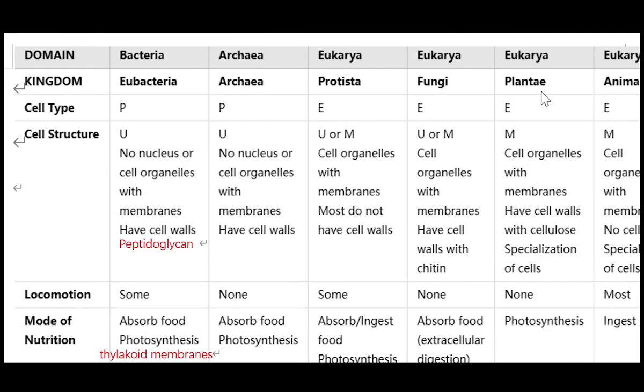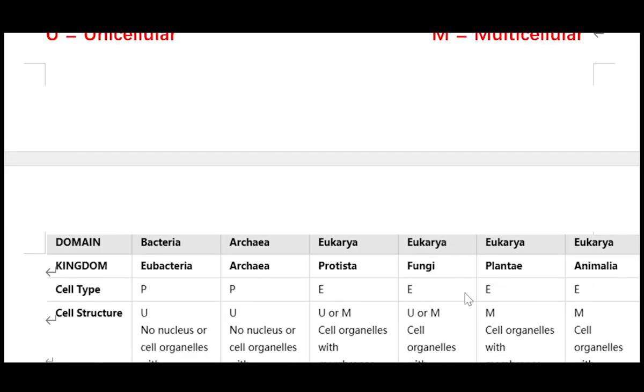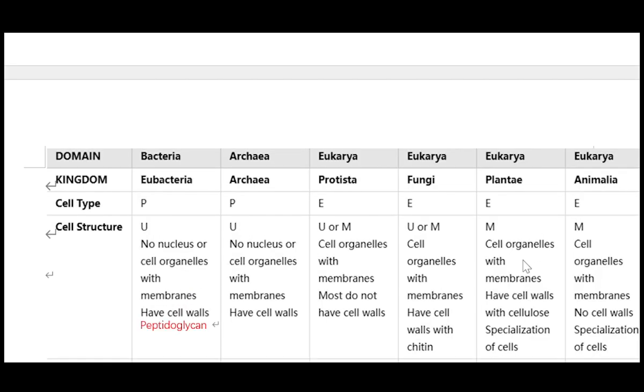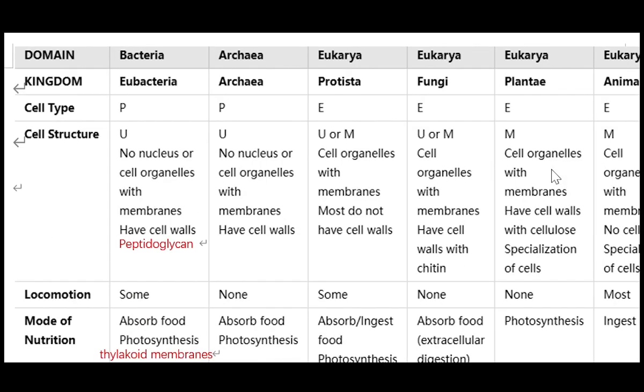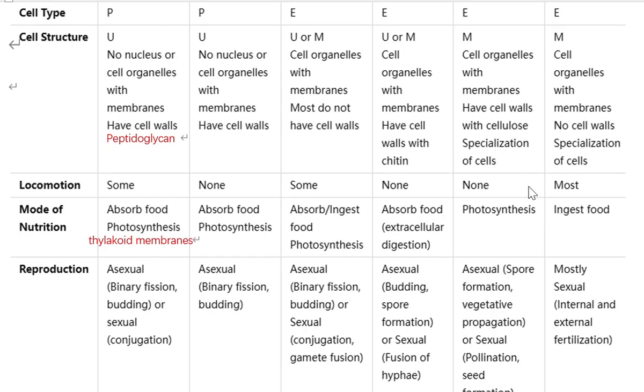Alright, what about plantae? Again, be careful of the spelling of plantae and animalia. For the word plantae, you put AE at the end, and for the word animalia, you put IA at the end. And for plantae, they're eukaryotes. Again, I use the letter E to represent eukaryotes. And all of the plants, or the plantae kingdom, are multicellular, and they have membrane-bound organelles. And they have cell walls with cellulose. And none of the plants are able to move.